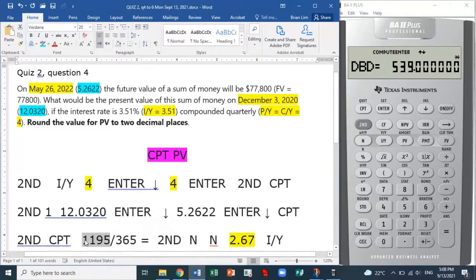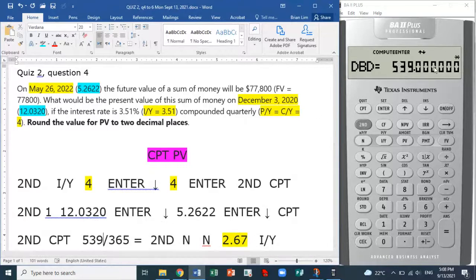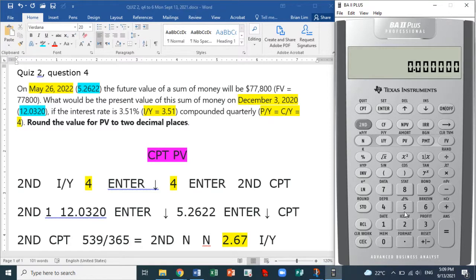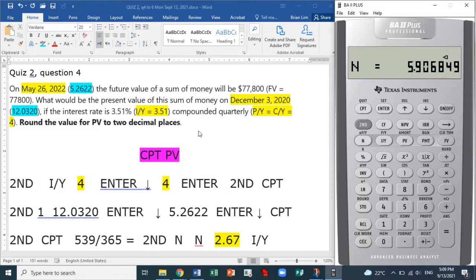So the number of days in this case turns out to be 539. Let's fill it in here while we're there. I told you to record this number, write it down, or memorize it, and then we will get out of here, second CPT. Now we put 539, and we have to divide, as it says here, by 365. We press equal, and then we press second NN, and that number turns out to be 5.906849.